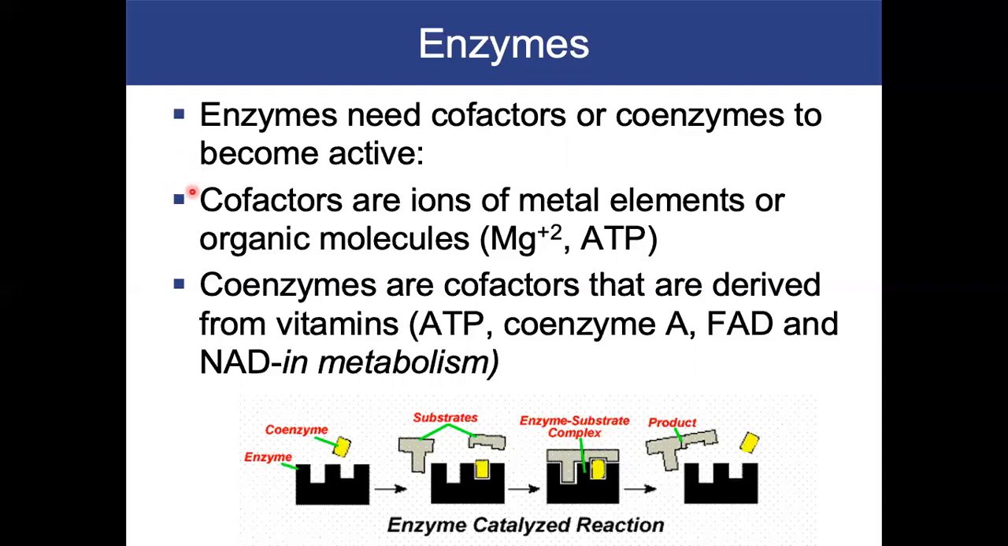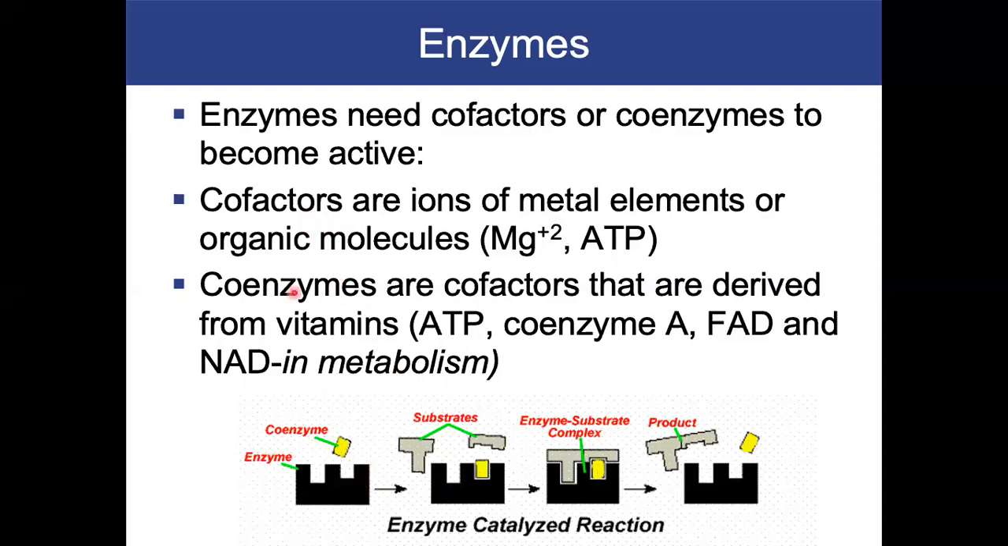So let's take a look at these. What the heck are cofactors? Cofactors are ions of metal elements or organic molecules, like magnesium is a big one, ATP is another one. Coenzymes are cofactors that are derived from vitamins, okay? So what do we use these guys for? These cofactors and coenzymes have to bind to enzymes to make them work.